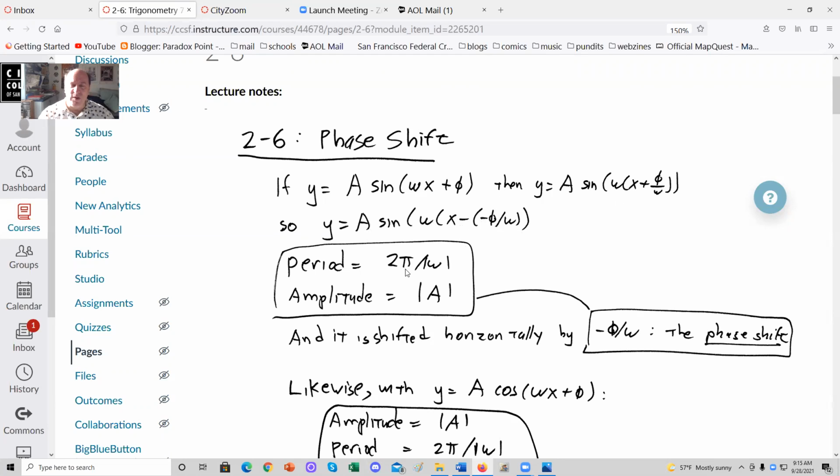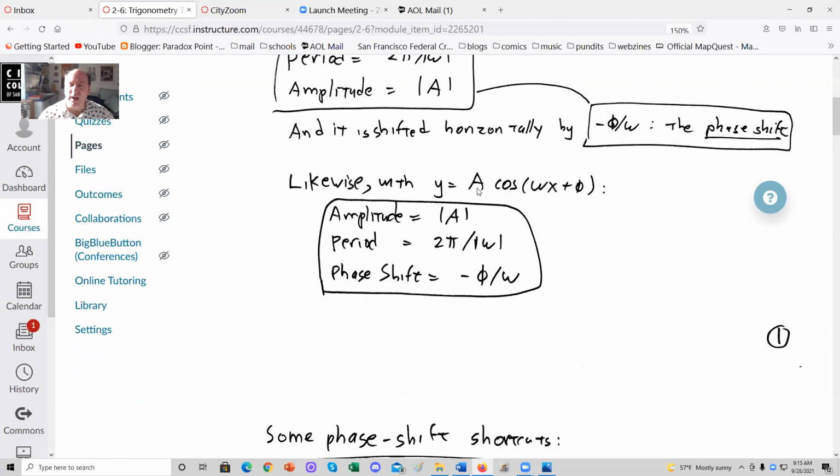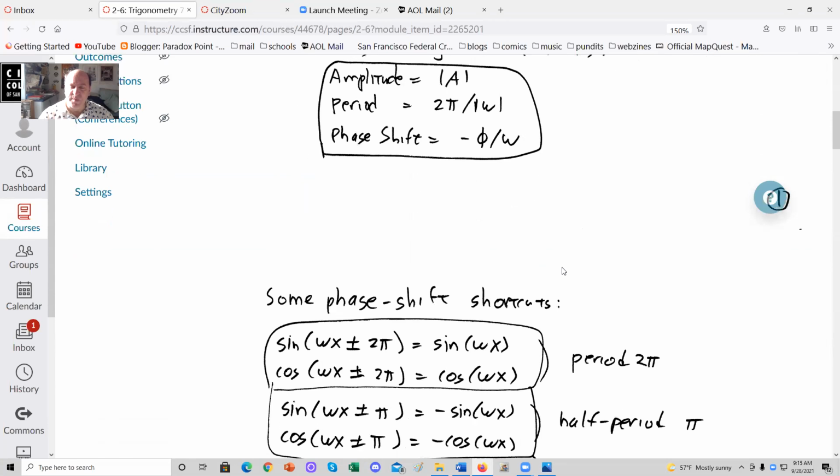This will have a period of 2 pi over omega and an amplitude of a that we covered before. But this, like I say, shifts the wave a little bit. And similar with a cosine omega x plus phi, we have amplitude absolute value of a, period 2 pi over absolute value of omega, and phase shift is negative phi over omega.